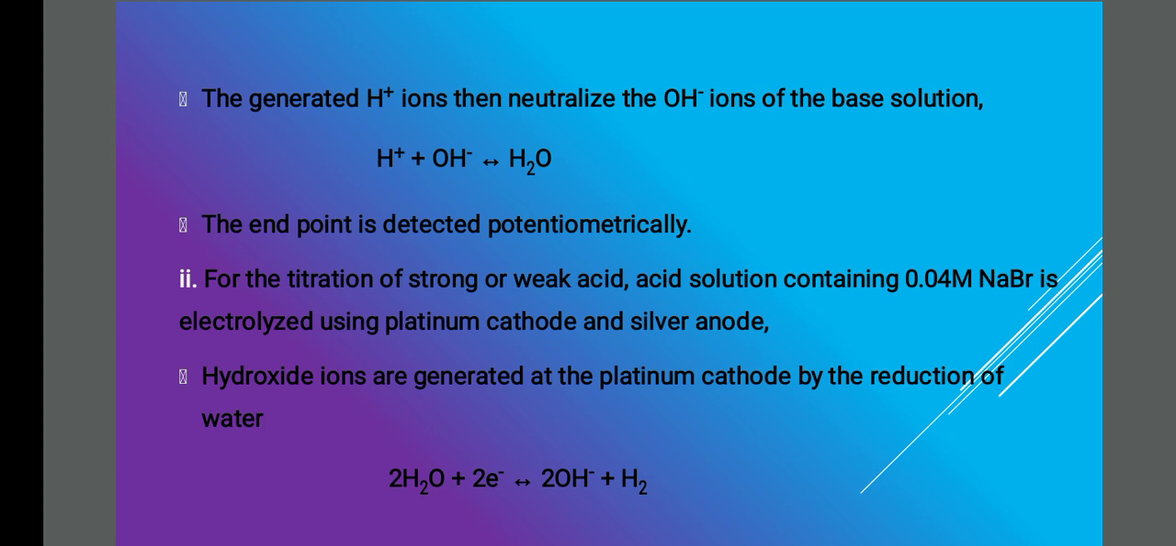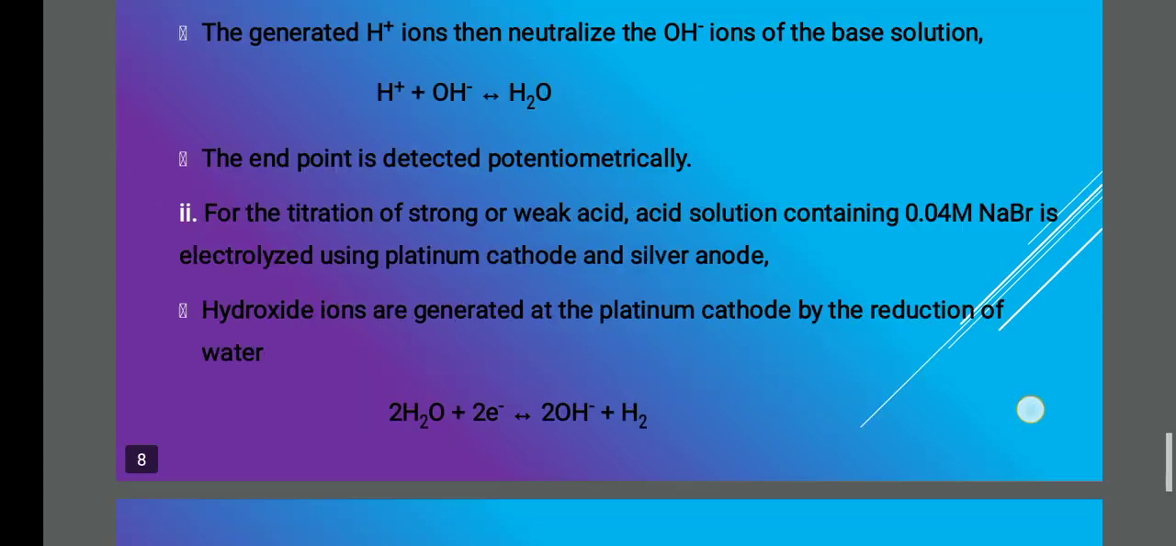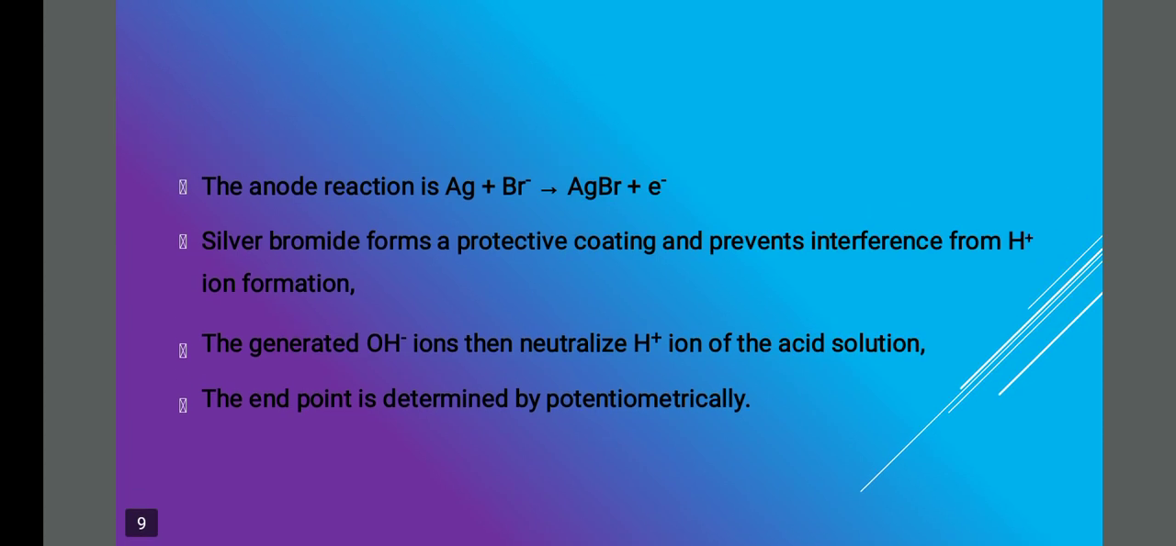இங்கே cathode ல reduction of water will take place. So water plus 2 electrons gives you 2 OH minus plus H2 gas will be liberated. Anode ல என்ன reaction நடக்கும்னா, the Ag is your anode. So Ag will react with Br minus. Br minus is nothing but நம்ம solution போட்டிருக்கோம், NaBr, sodium bromide. So அதில் உள்ள Br minus will react with the anode to give you AgBr plus electron.